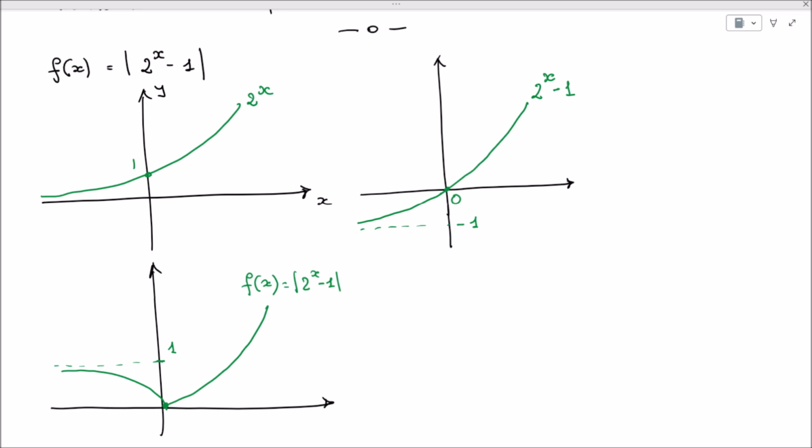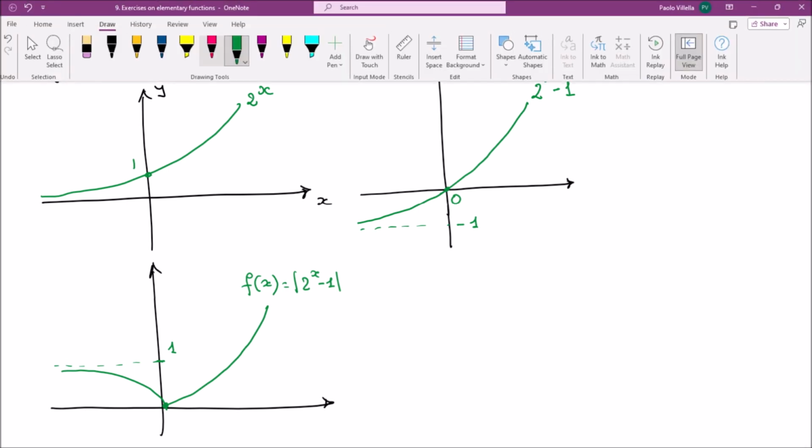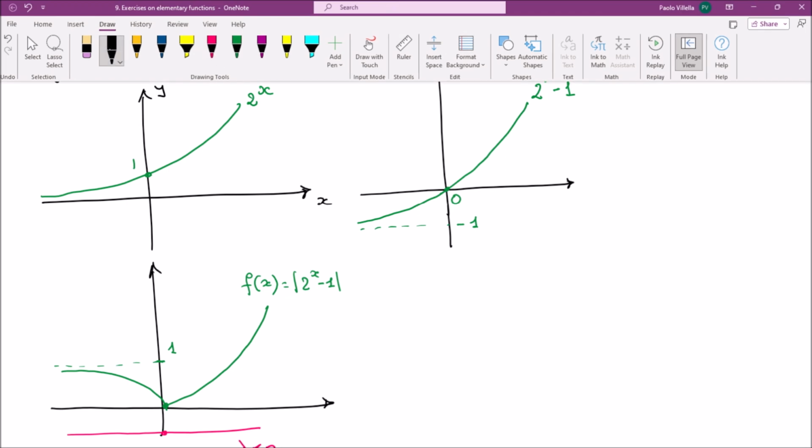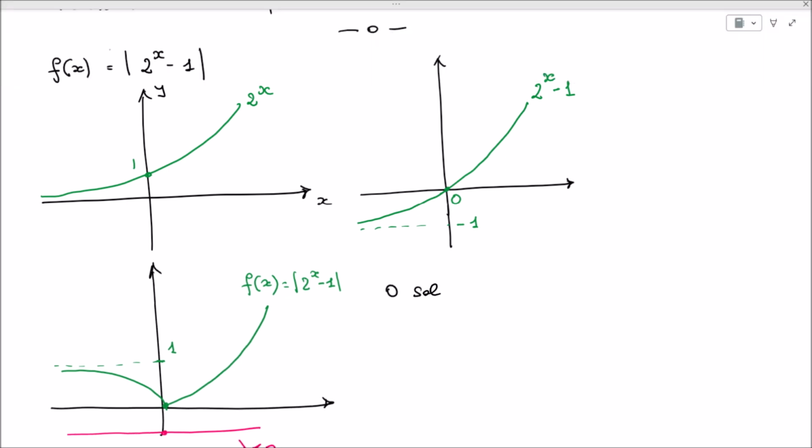Now that we have this graph, we can draw many horizontal lines for different values of lambda. For example, if lambda is less than 0, we see that we don't have any intersection with the graph. So we can say that there will be 0 solutions for lambda that belongs to minus infinity, 0.